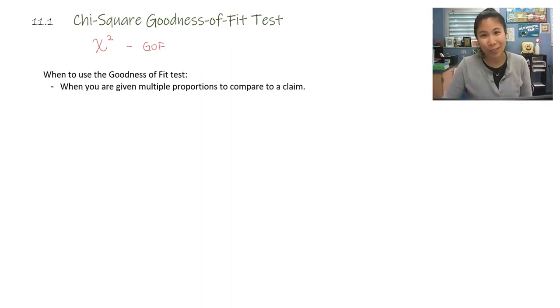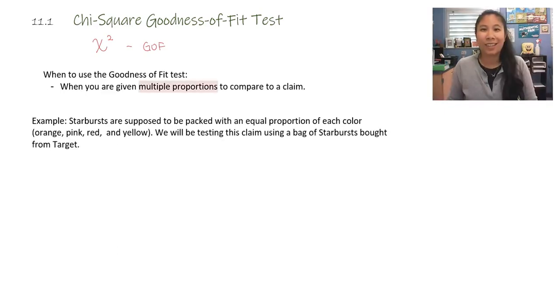So when do we use this goodness of fit test? If you think back to our other hypothesis tests that we've had, like the 1 proportion, 2 proportion. What if you were trying to compare more than 2 proportions? What happens? This is it. This goodness of fit test is for when you have multiple proportions to compare to some sort of claim. So if we want to deal with more than 2 proportions at a time, you would use the goodness of fit test.